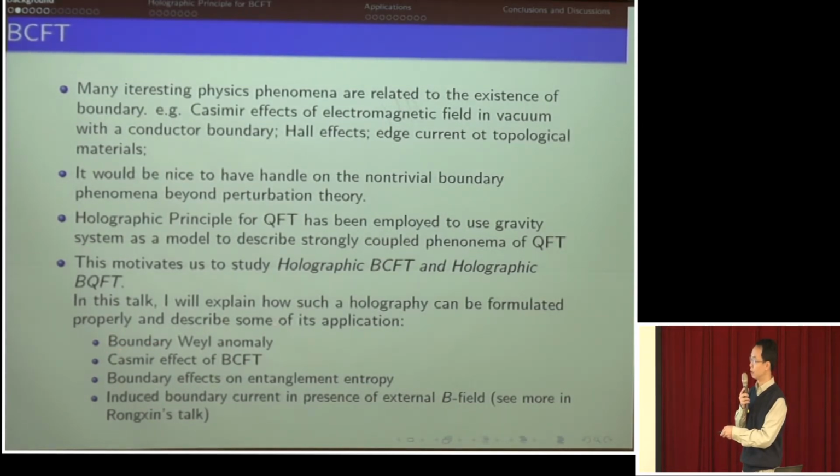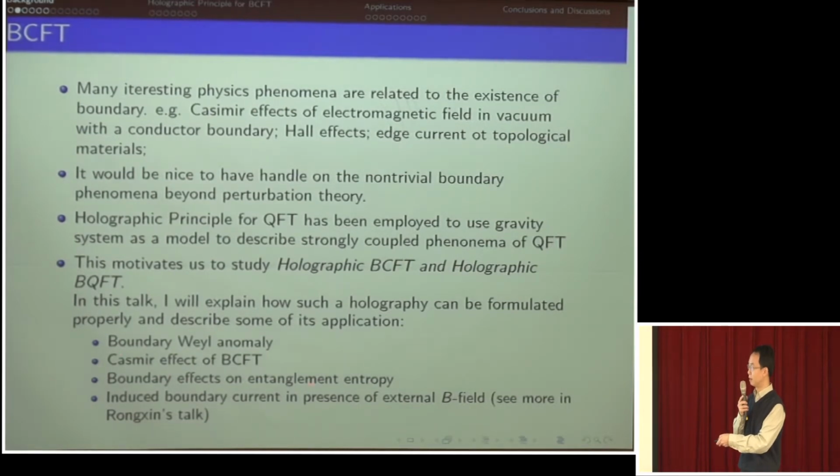So one of them is the boundary Weyl anomaly, the trace anomaly, which in the presence of a boundary is modified. This effect can be computed using the boundary holography, and the Casimir effect, which I just mentioned. And then entanglement entropy in the presence of a boundary, that's also interesting.